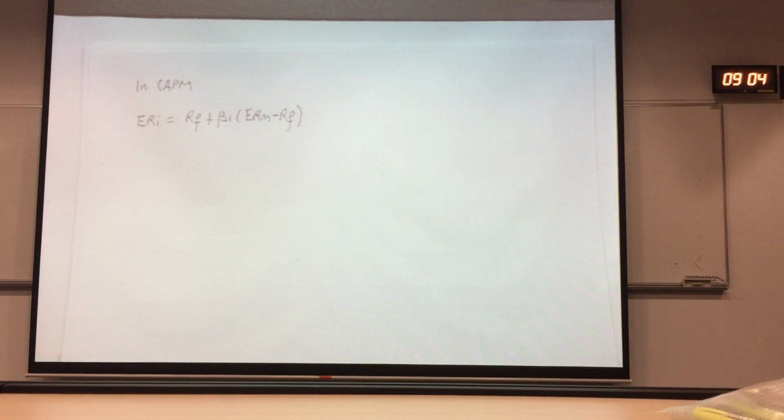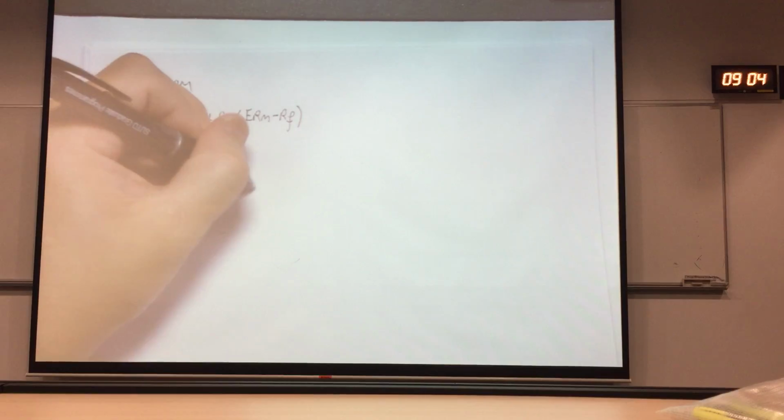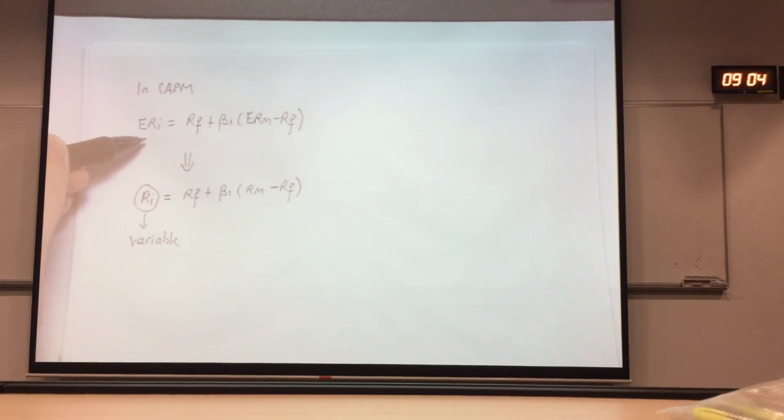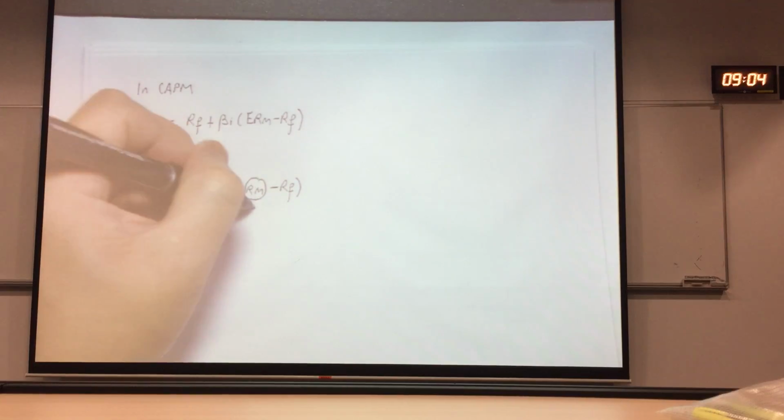Okay, which explains the security return. The top line here is the expected return. The second line here is the return of assets. So when we talk about return of assets, this is a variable. It can be a positive number, it can be a negative number. When you average it, it gives you the expected return of I. So this variable here, according to CAPM, can be explained by this particular variable here.